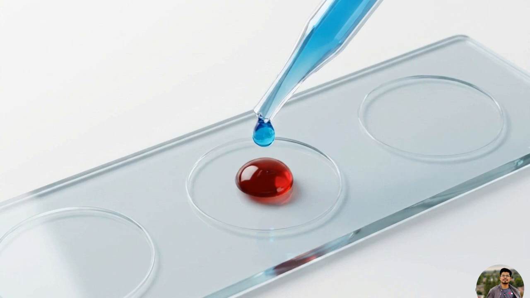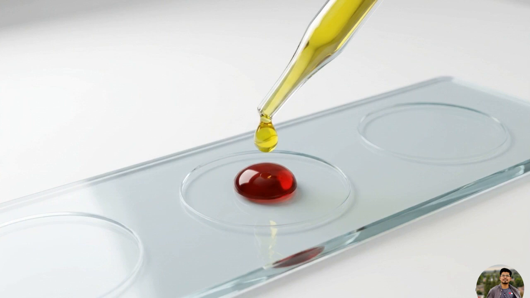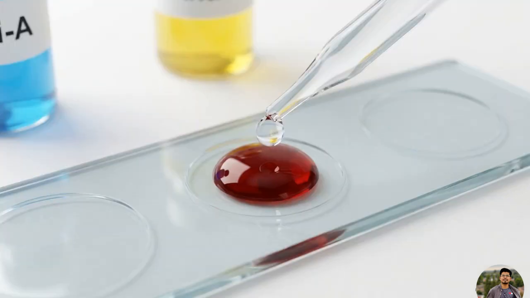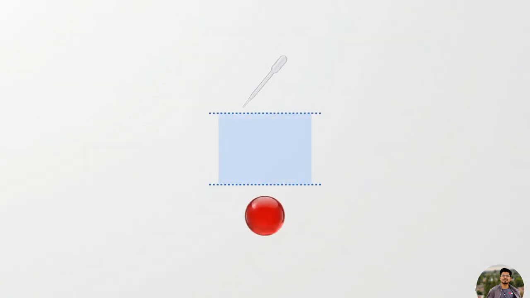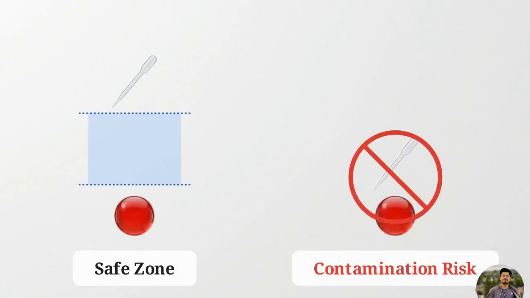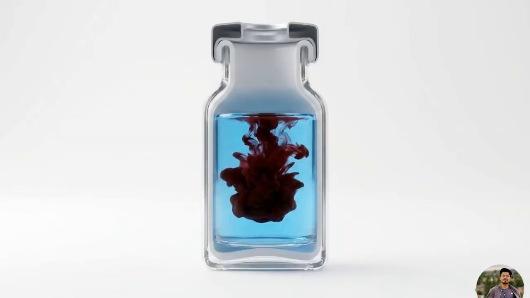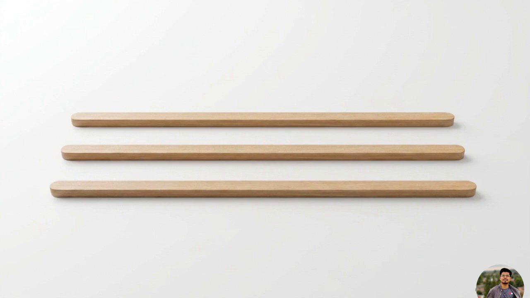Add exactly 1 drop of the blue anti-A reagent to the first blood drop. Add 1 drop of the yellow anti-B to the second drop, and 1 drop of the colorless anti-D to the third drop. When doing this, hold the vials at a slight height above the slide. You must take absolute care to never let the dropper tips touch the blood samples, which would instantly ruin the reagents in the bottle. Once the reagents are dispensed, it is time to mix.